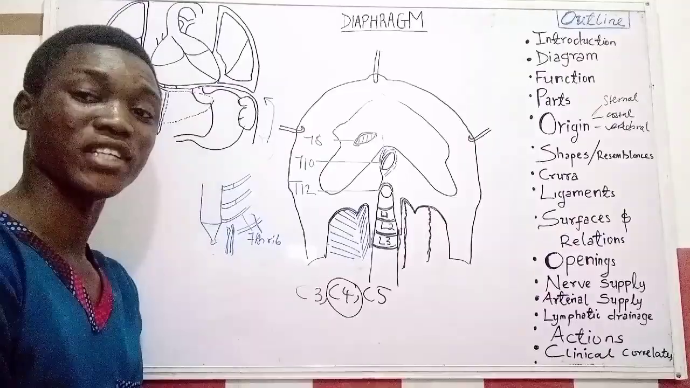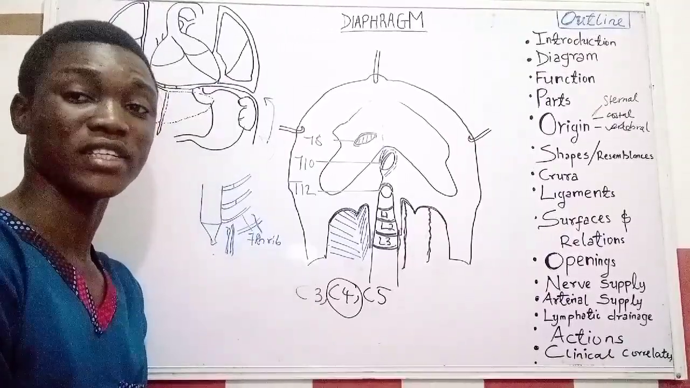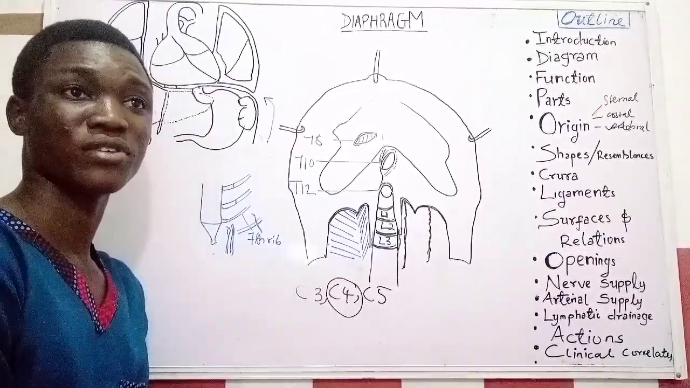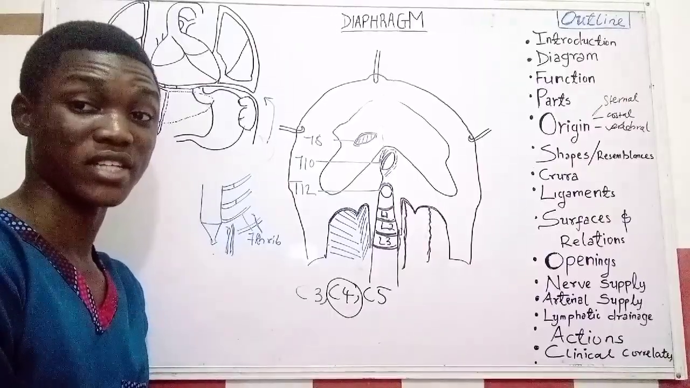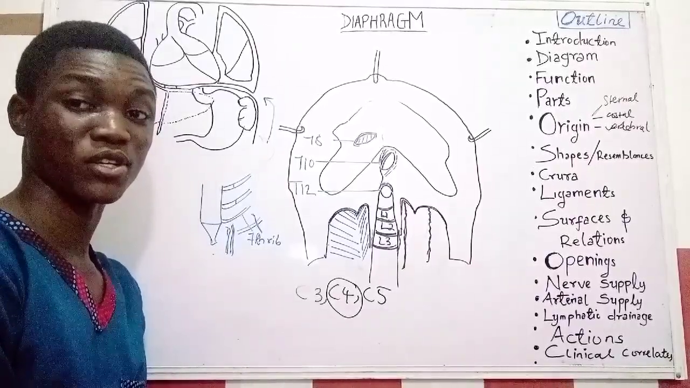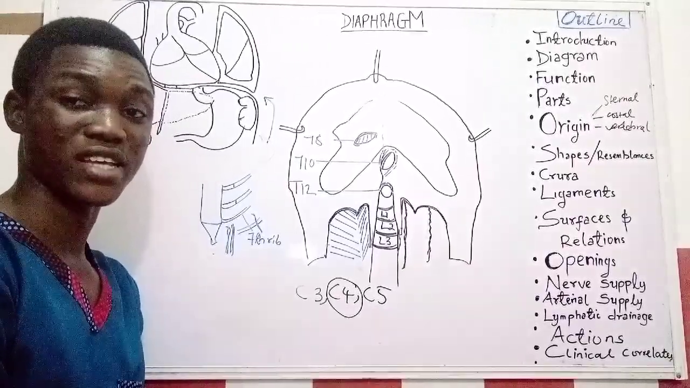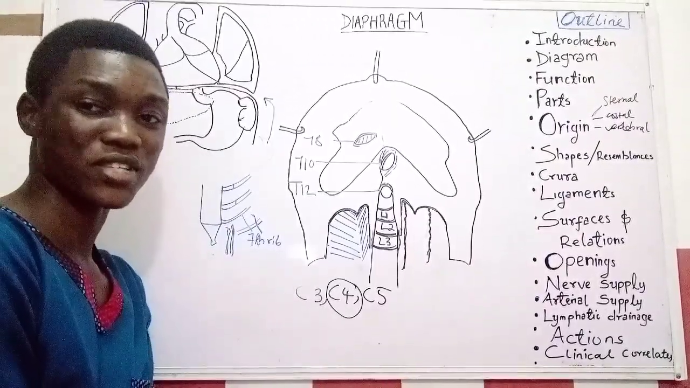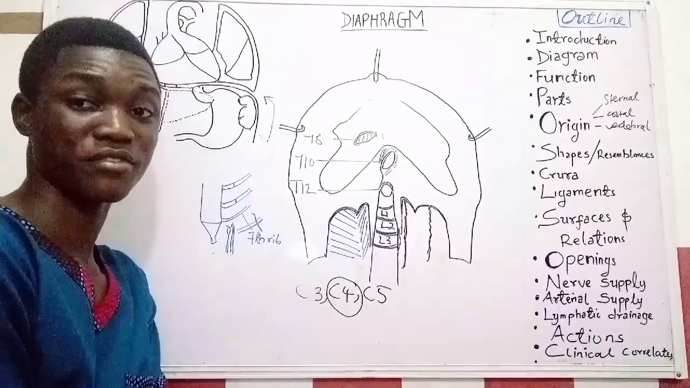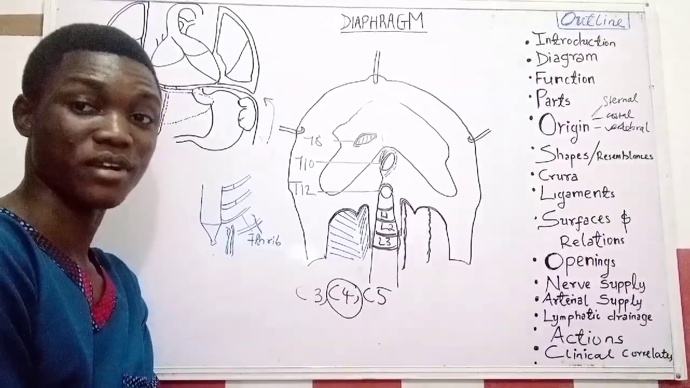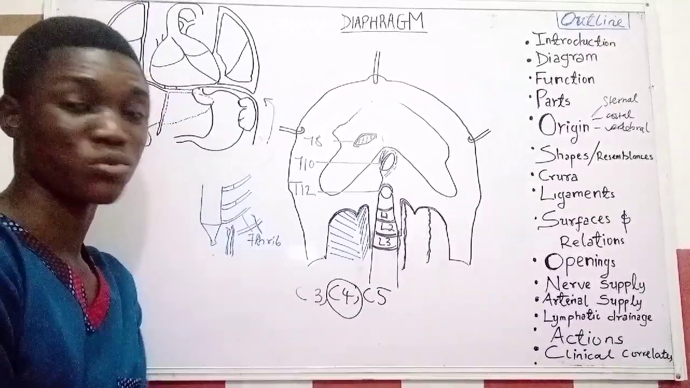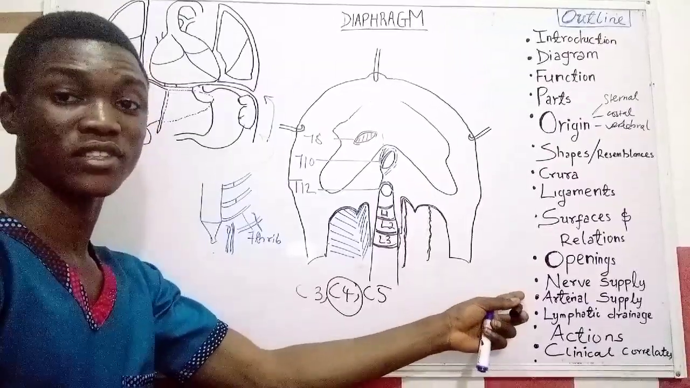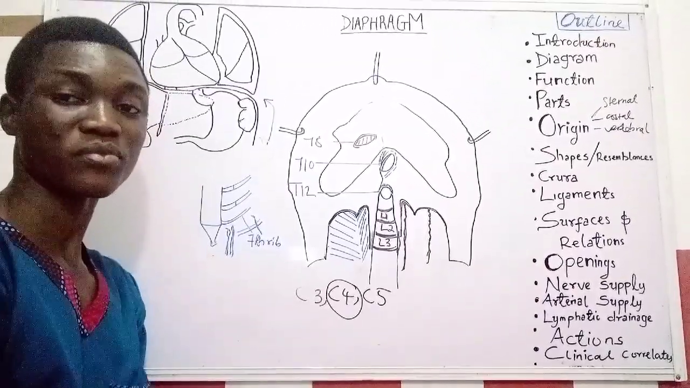Okay, so the intercostal nerves also supply the diaphragm, the lower 5 intercostal nerves and the subcostal nerve. The lower 5 intercostal nerves supply proprioceptive fibers to the diaphragm. So next we will be going to the arterial supply of the diaphragm.